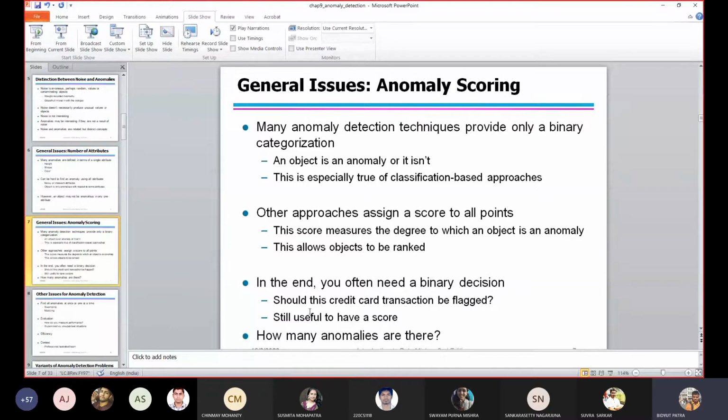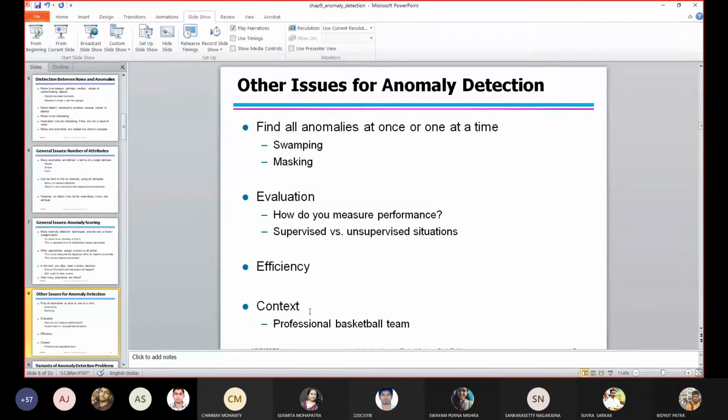It is not only data imbalance. You can see the other part, that the anomalous or outlier class is very small. So there are issues like finding all the anomalies at once, and then evaluation. How do you evaluate? How do you measure the performance for a supervised or unsupervised situation?